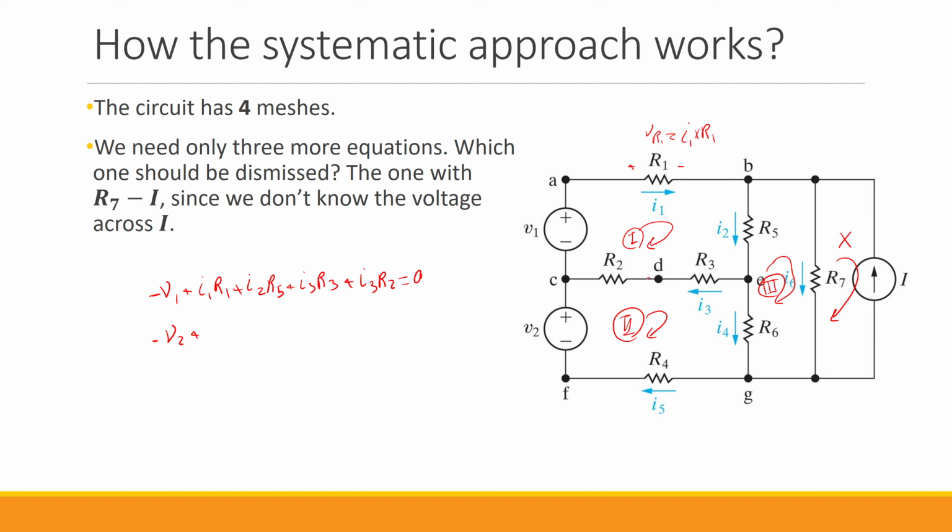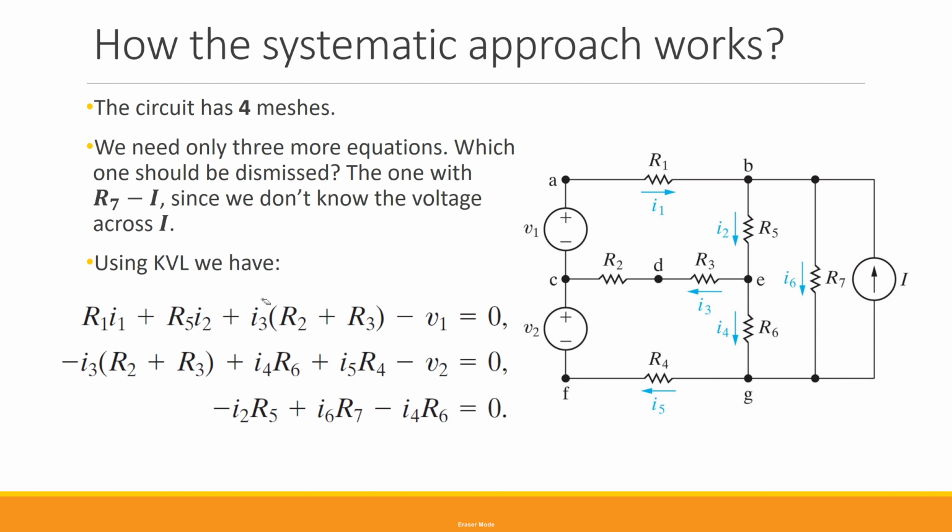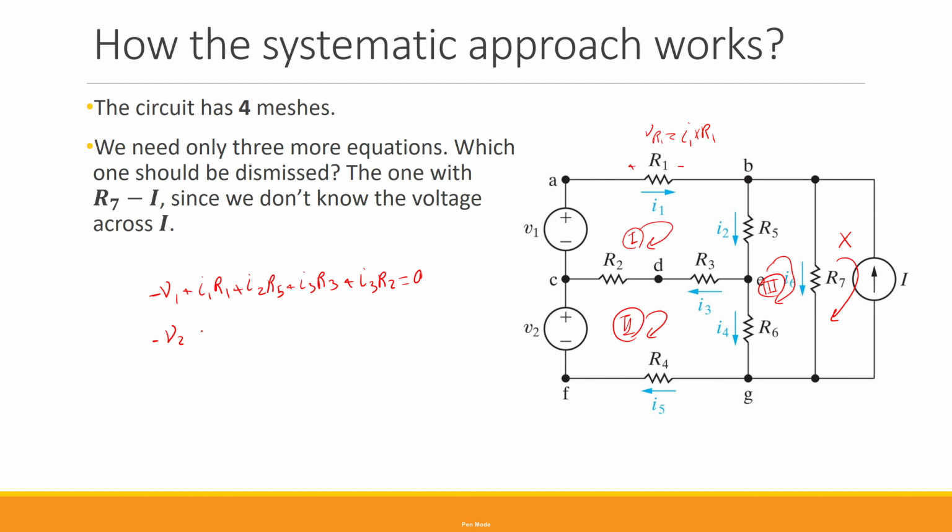Since the current for R2 and R3 comes from right to left, but we are going the opposite way in our mesh, I use a negative sign for the current here. So we have negative I3 multiplied by R2 plus R3. I could do it in the above line too, because these two are in series, so the equivalent resistance is the sum of the two.